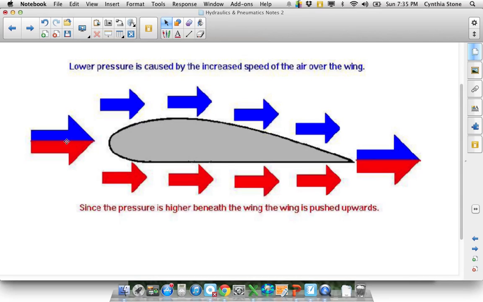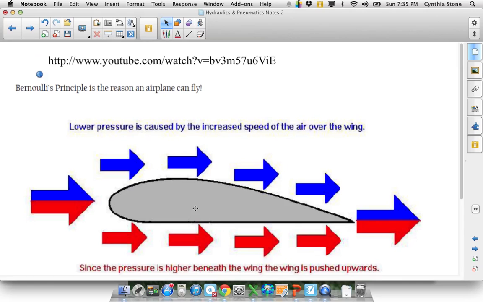Since the top air has a longer path to travel, it has to move faster. This air has a shorter path to travel, so it can go a little bit slower. But if this air is slower, that means it's higher pressure, and it's going to push up. And then this will have low pressure. So I'm going to have low pressure air on top, high pressure air underneath, and that's why our airplanes fly.